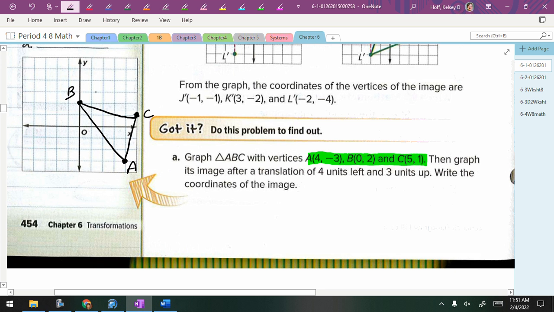Double check that your triangle matches mine and that you have it labeled correctly as A, B, and C. Because if you don't start right in the beginning, it's going to be a really long day, isn't it? Right? If you don't have the original points plotted correctly.